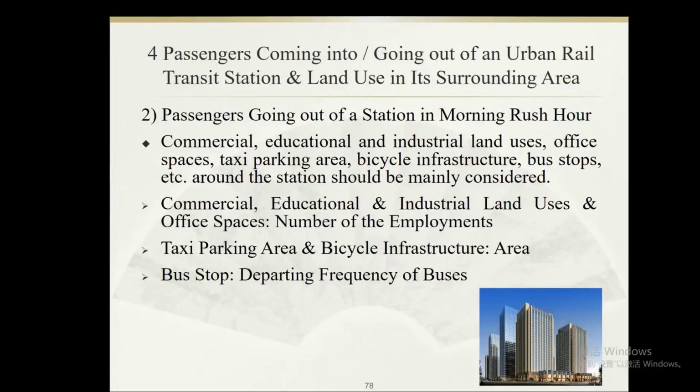Then we need to know what? We need to know the number of the employments around a railway station for commercial land use, educational land use, industrial land use, and office spaces. And we also need to know the bicycle infrastructure area. How big? For the bus stop around the station, if we want to know how many people will get out of the station here, from this railway station, then we need to know the departing frequency of buses in morning rush hour, for the people making interchange from railway to bus.